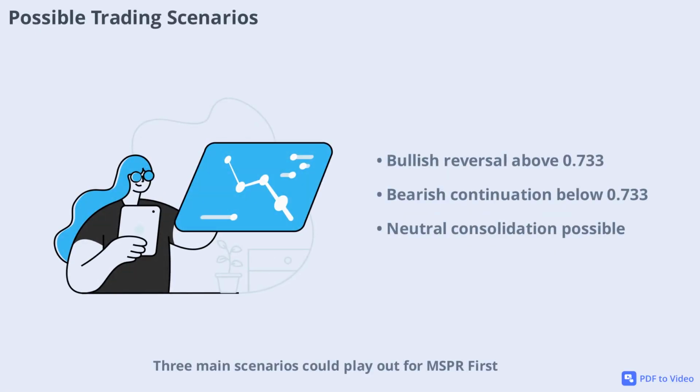First, a bullish reversal above 0.733 could target the 0.946 resistance, supported by strong volume and extreme oversold conditions. Second, a bearish continuation below 0.733 might see the price fall toward 0.585, especially if moving average resistance and negative MACD persist. Third, a neutral consolidation around 0.733 could allow technical indicators to normalize. The highest probability currently favors a bullish scenario, but resistance from moving averages increases the risk of failure.